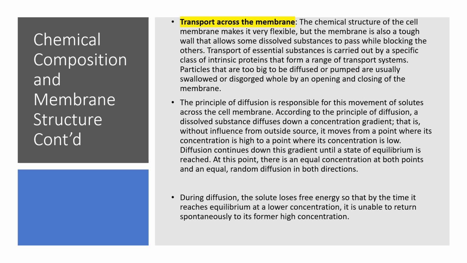Diffusion continues down this gradient until a state of equilibrium is reached. At this point, there is an equal concentration of both points and an equal random diffusion in both directions. During diffusion, the solute loses free energy so that by the time it reaches equilibrium at a lower concentration, it is unable to return spontaneously to its former high concentration.